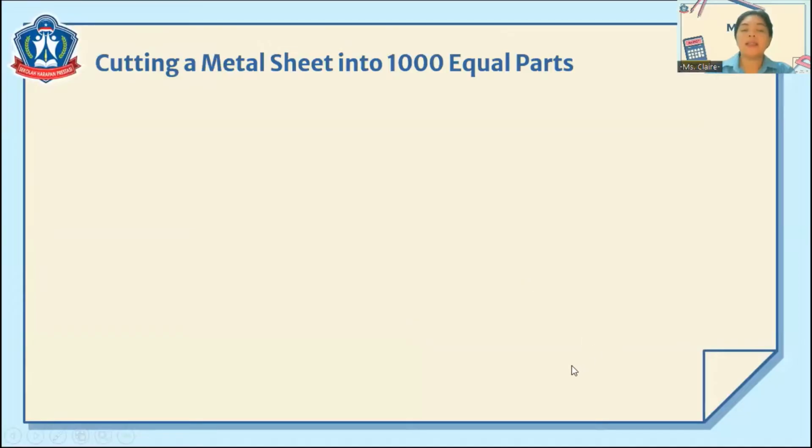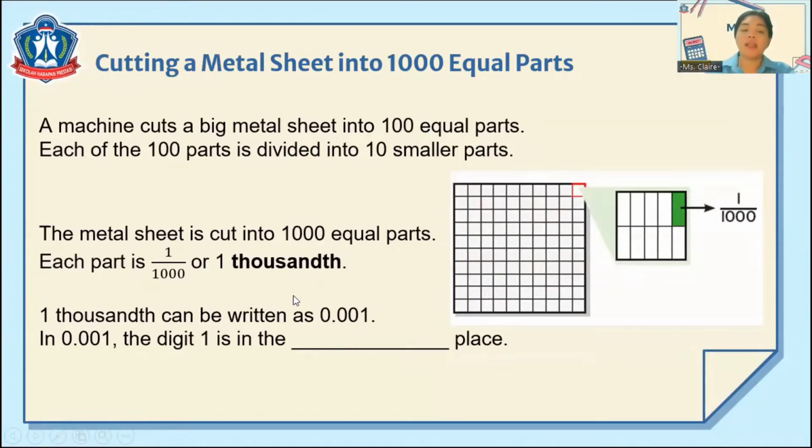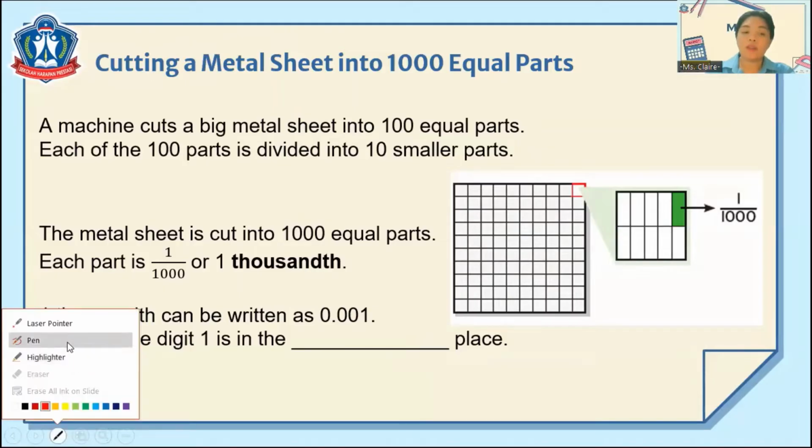Now, let's study dividing a square into 1000 equal parts. I have here a picture of a big metal sheet, and it is cut into 100 equal parts. Then one part is also divided into 10 smaller parts. So the one that is shaded in green is already one part out of 1000.